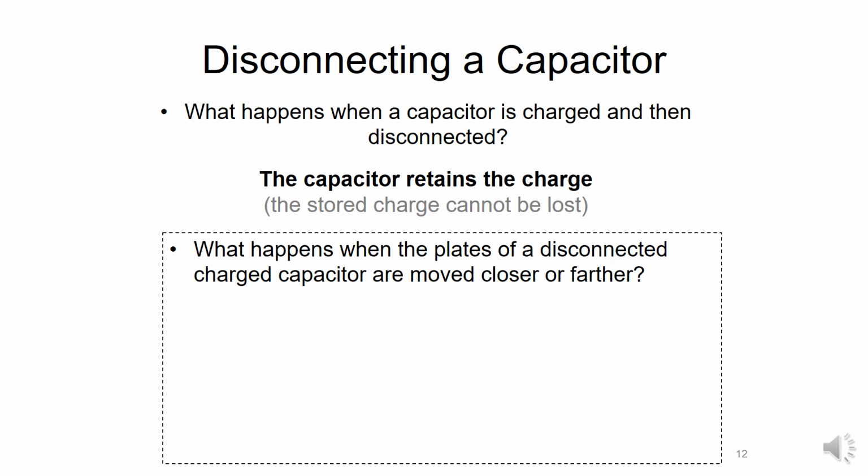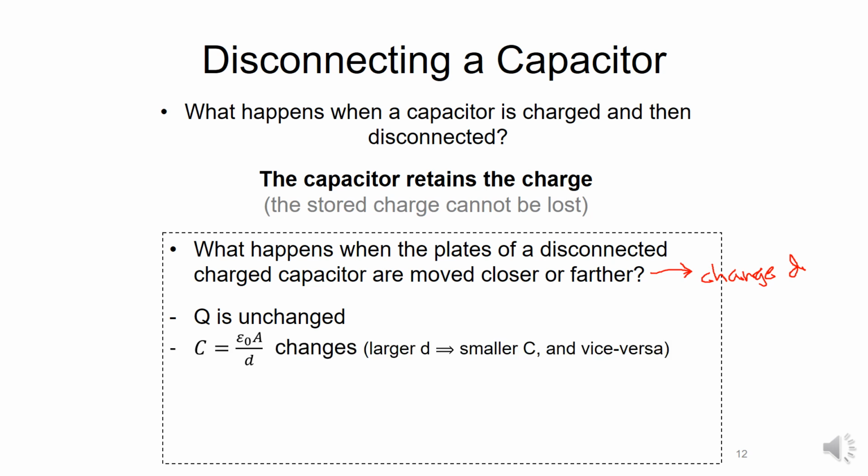Now let's look at the next item. What happens when the plates of a disconnected charged capacitor are moved closer or further? We already know that the amount of charge is not going to change. The plates have a fixed amount of charge, but we are moving the plates closer or further. We are changing the separation between the plates, which means that we are changing the quantity D here. Let's write this down. Let's try to figure out what happens. As we established, the charge Q is unchanged.